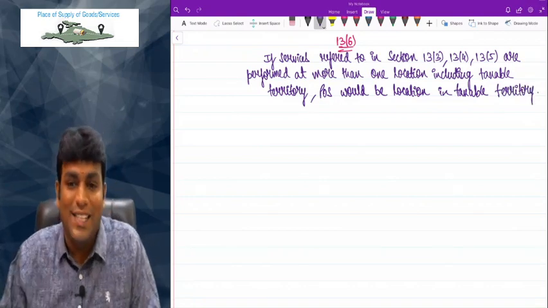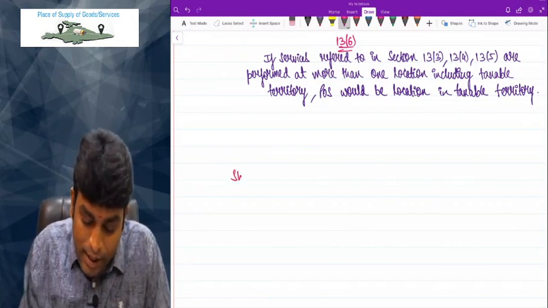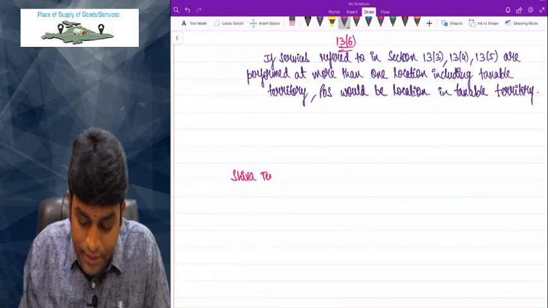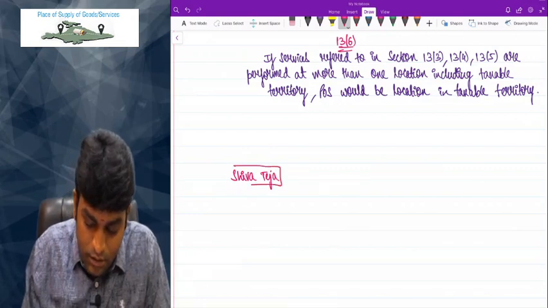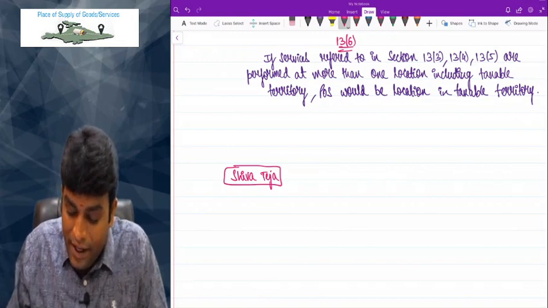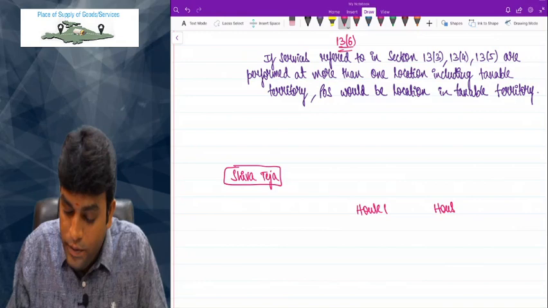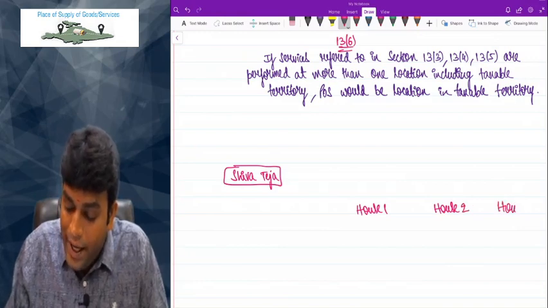Let me give a wonderful example to give you clarity of thought. So let's say there is somebody called SHIVA TEJA. Example, don't worry. SHIVA TEJA is having house 1, house 2 and house 3, sir.